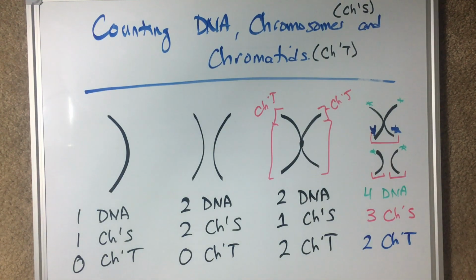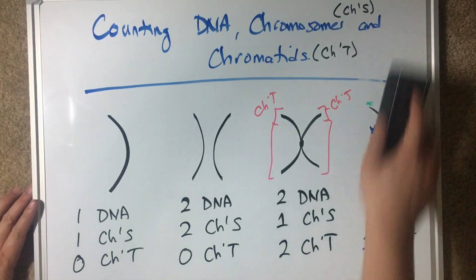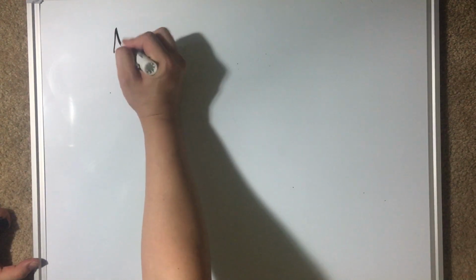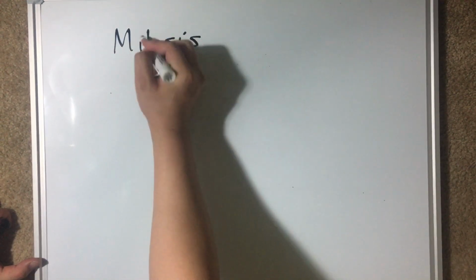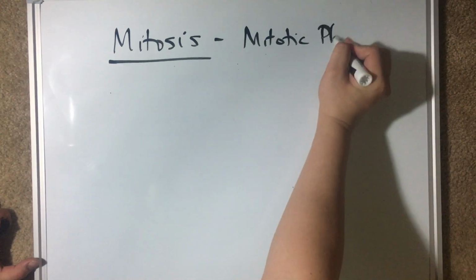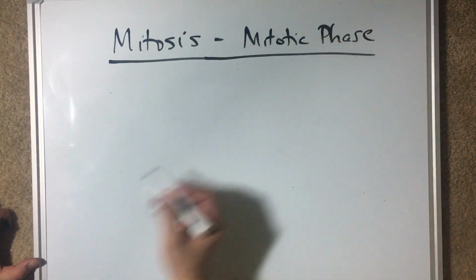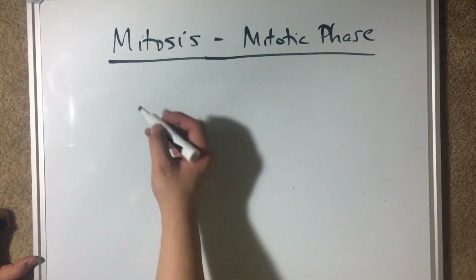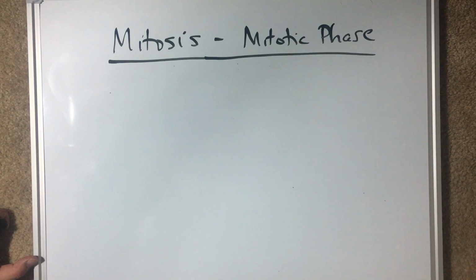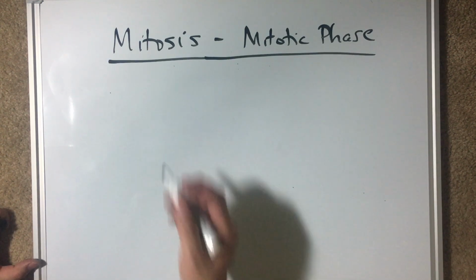All right, let's go ahead and get straight to mitosis. Now, just to refresh your memory, in the mitotic phase, there are 4 phases of mitosis. There are 5 technically, depending on the textbook that you're using, but I'm going to focus on these main 4.